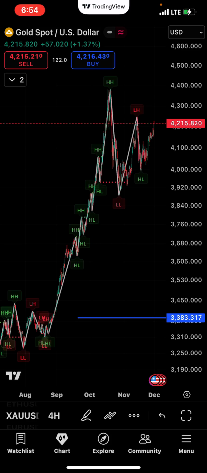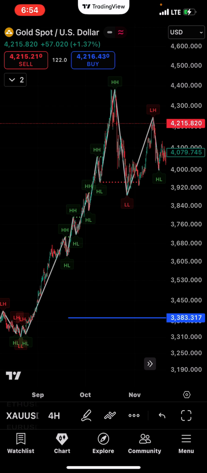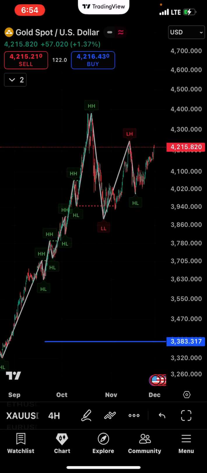market structure indicator. The reason why I use this market structure indicator is to plot out my lower low and my higher high. Now, if you are drawing your Fibonacci retracement, you will have to draw it from the lower low to the higher high of the trend. From the lower low to the higher high of the trend. That is how to draw a Fibonacci.